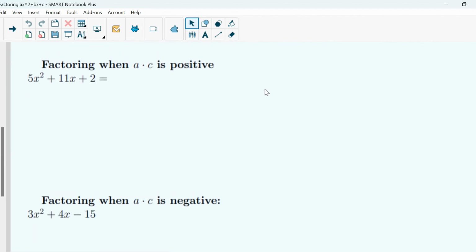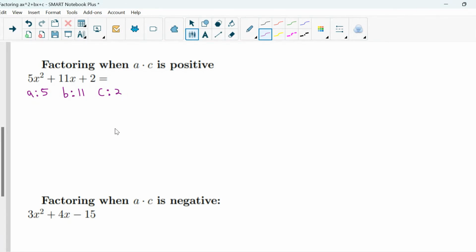All right. So the first example here is factoring when A times C is positive. When A times C is negative, it's really the same difference. So let's first of all use the AC method. Once again, remember, our A value is our leading coefficient. So in this case, it is 5. Our B value is our coefficient on just our first degree variable, which is 11. And our C value is our constant, which in this case is 2.